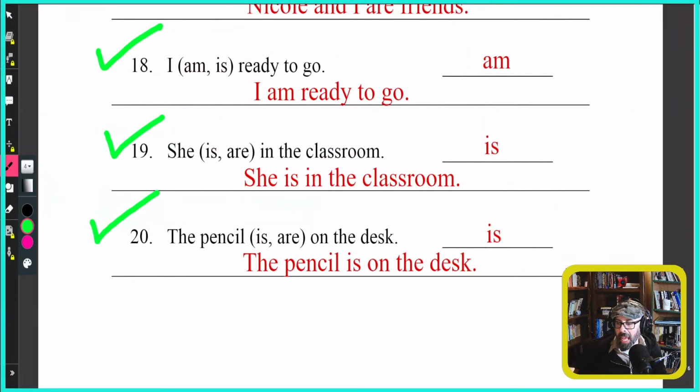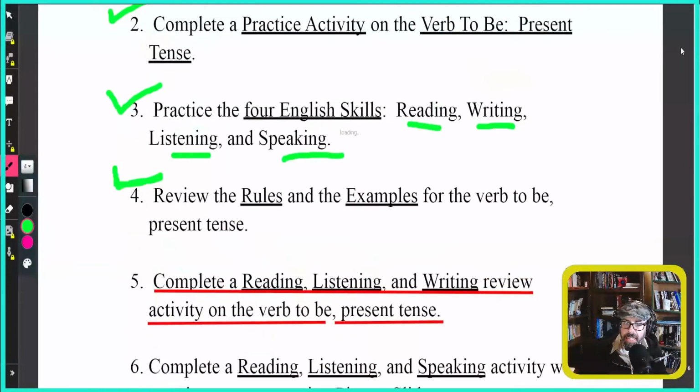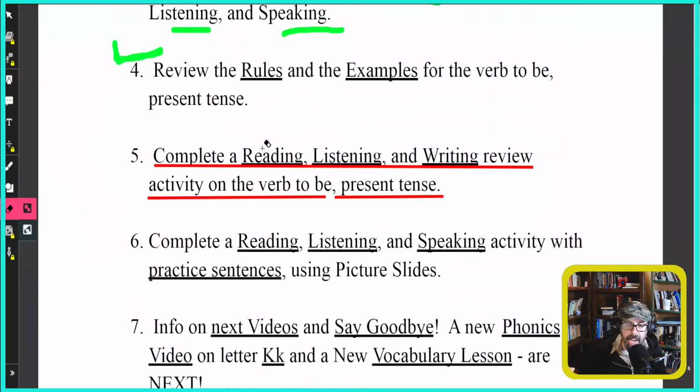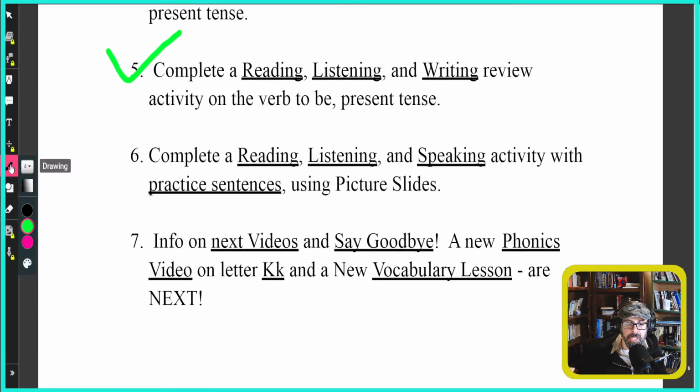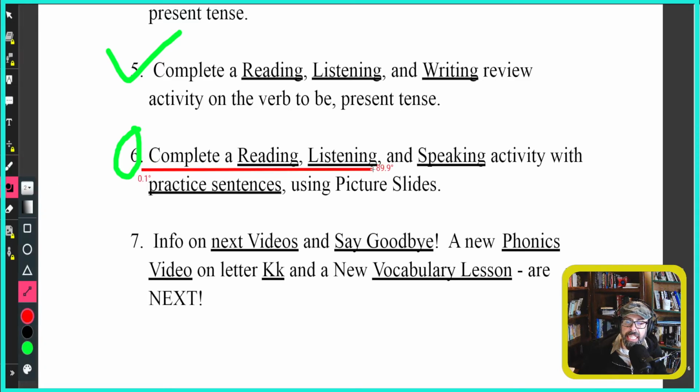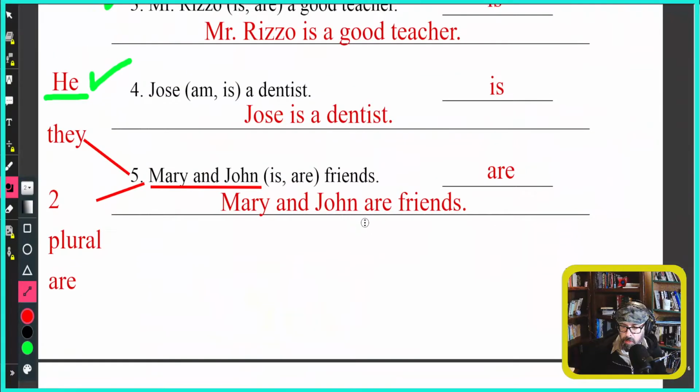Okay, let's go back to the sheet and see if we can find what is next. One more activity, I think. That was number 5, so 5 is complete. Number 6, the last activity: complete a reading, listening, and speaking activity with practice sentences using the picture slides. Let's go down on the sheet and see what we have.